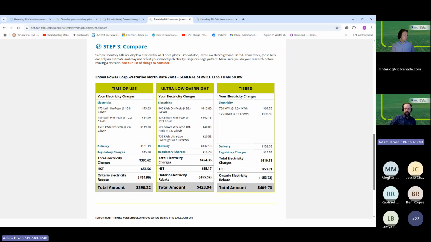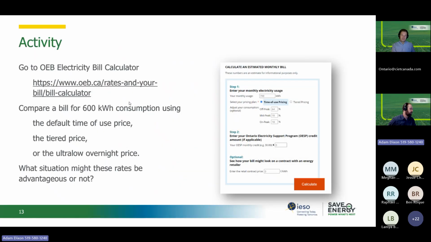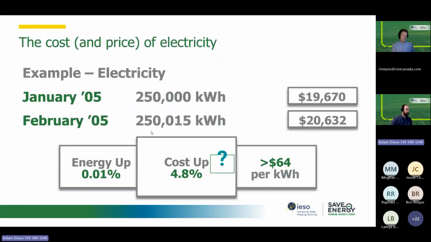It's a handy little tool if you're trying to evaluate where you should be and what saves you the most money. I think for most people, on average, time of use is the best, but it is worth exploring. And that's why time of use is the default for the majority of the province. So back to my, oops, thing.